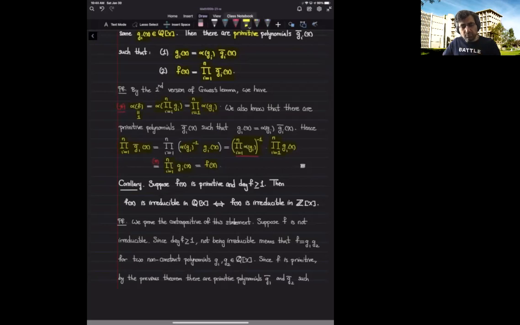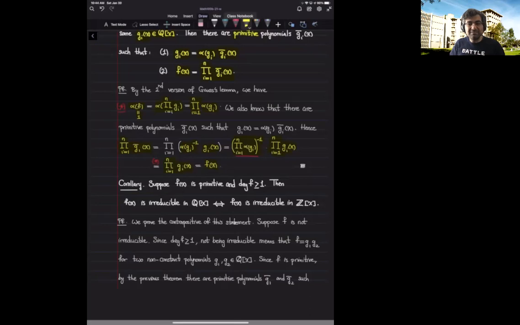Let me quickly recall that we started the whole discussion about content by pointing out the subtle difference between irreducibility in Z bracket x and Q bracket x. We said a polynomial like 2x is irreducible in Q bracket x, but it is not irreducible in Z bracket x. And we pointed out that the reason is because the content of that polynomial is not 1. This corollary says that that's the only issue.